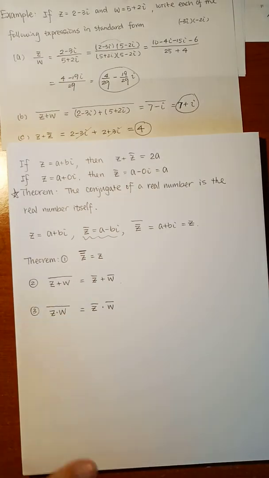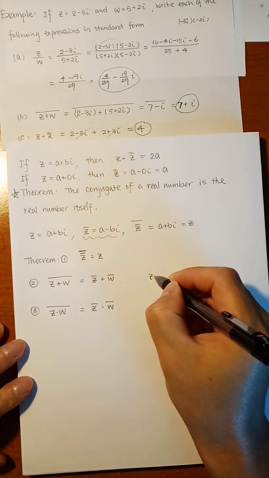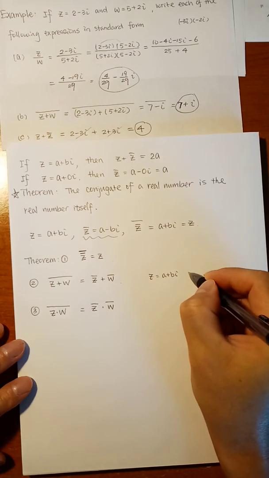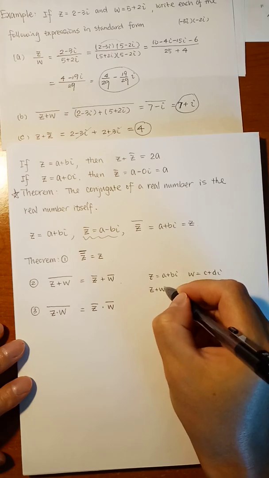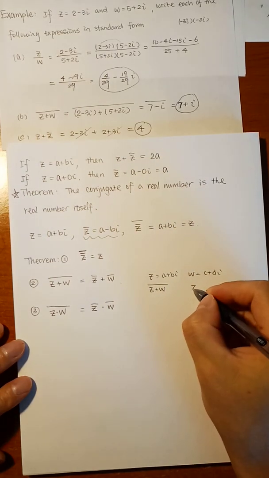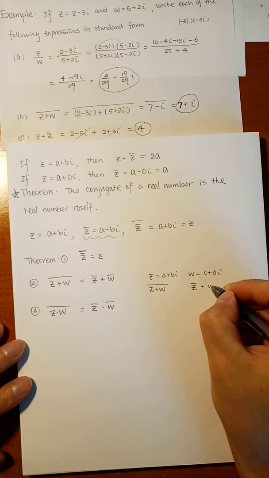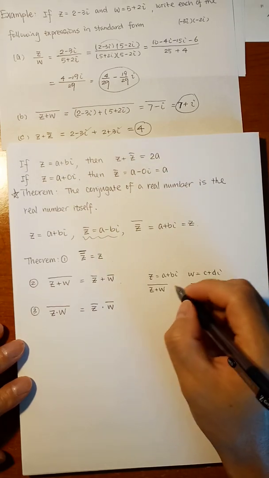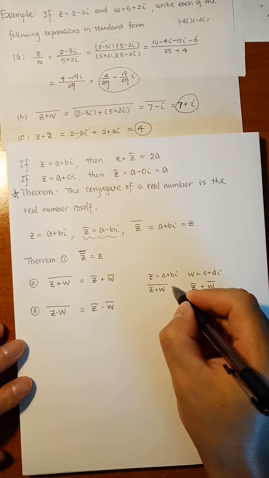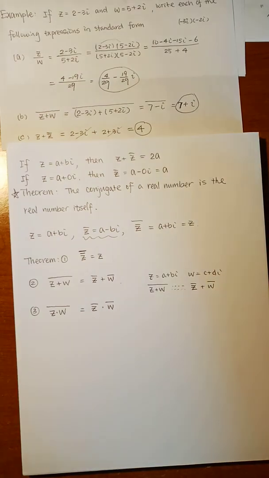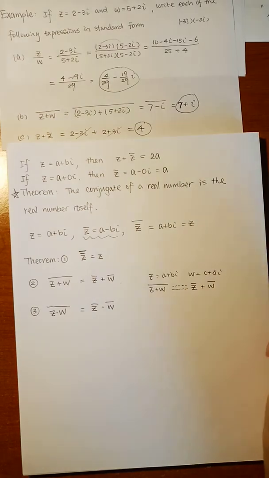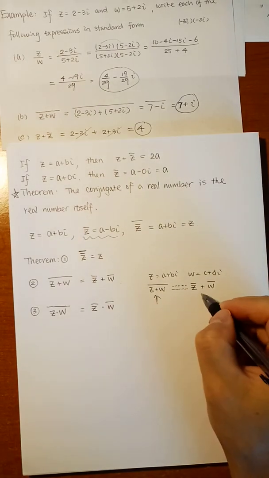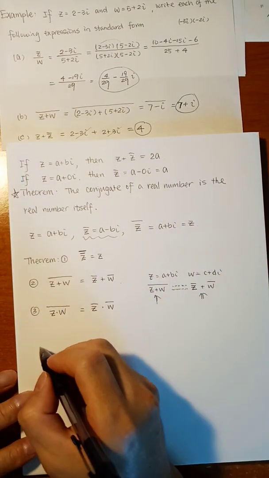These are just plain computations. For example, z is a plus bi, w is c plus di, and you compute z plus w and then the conjugate, and you compute z bar plus w bar and check what they are. Eventually you will see they equal each other. Just compute the left-hand side and the right-hand side. For example, I'm going to do this one.